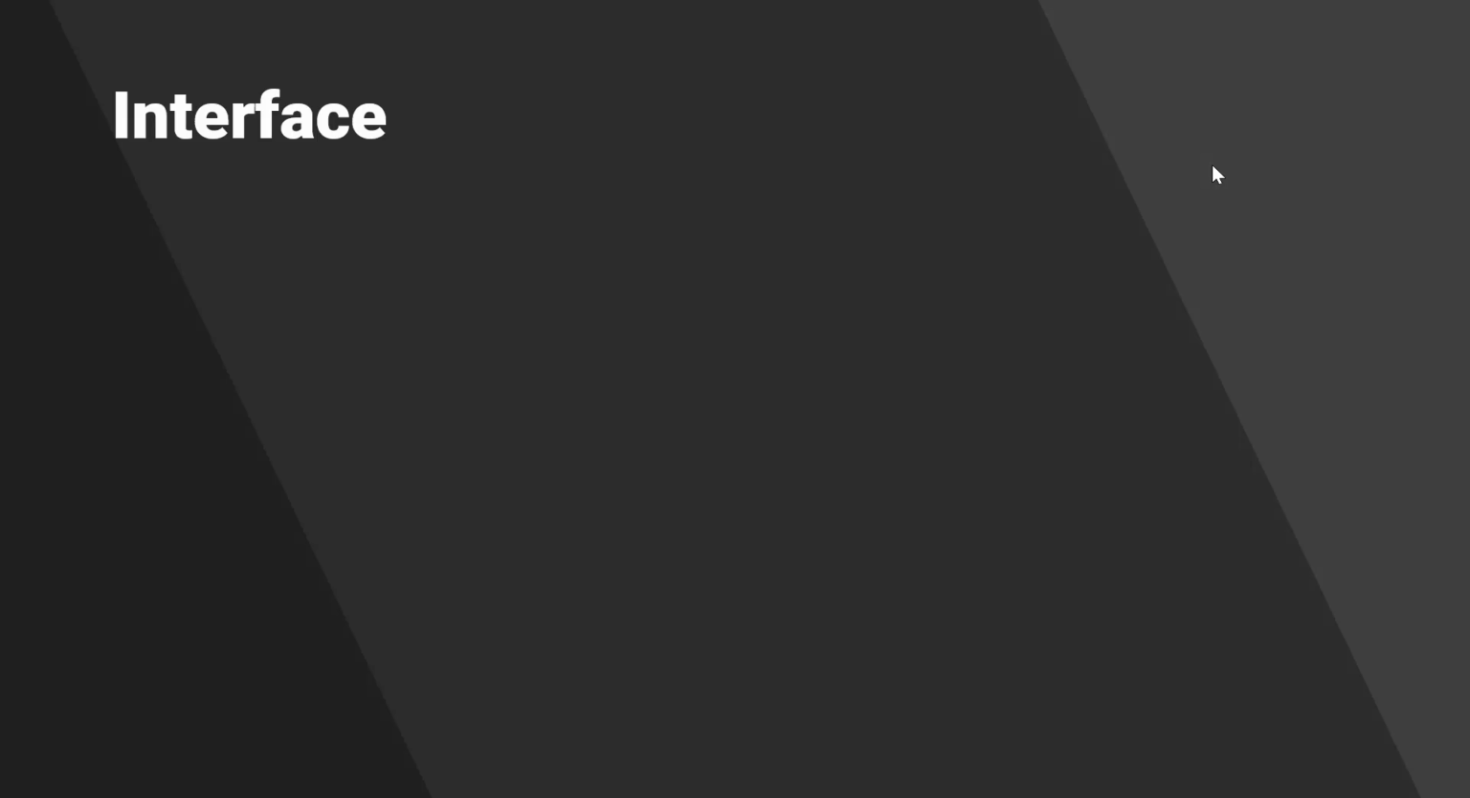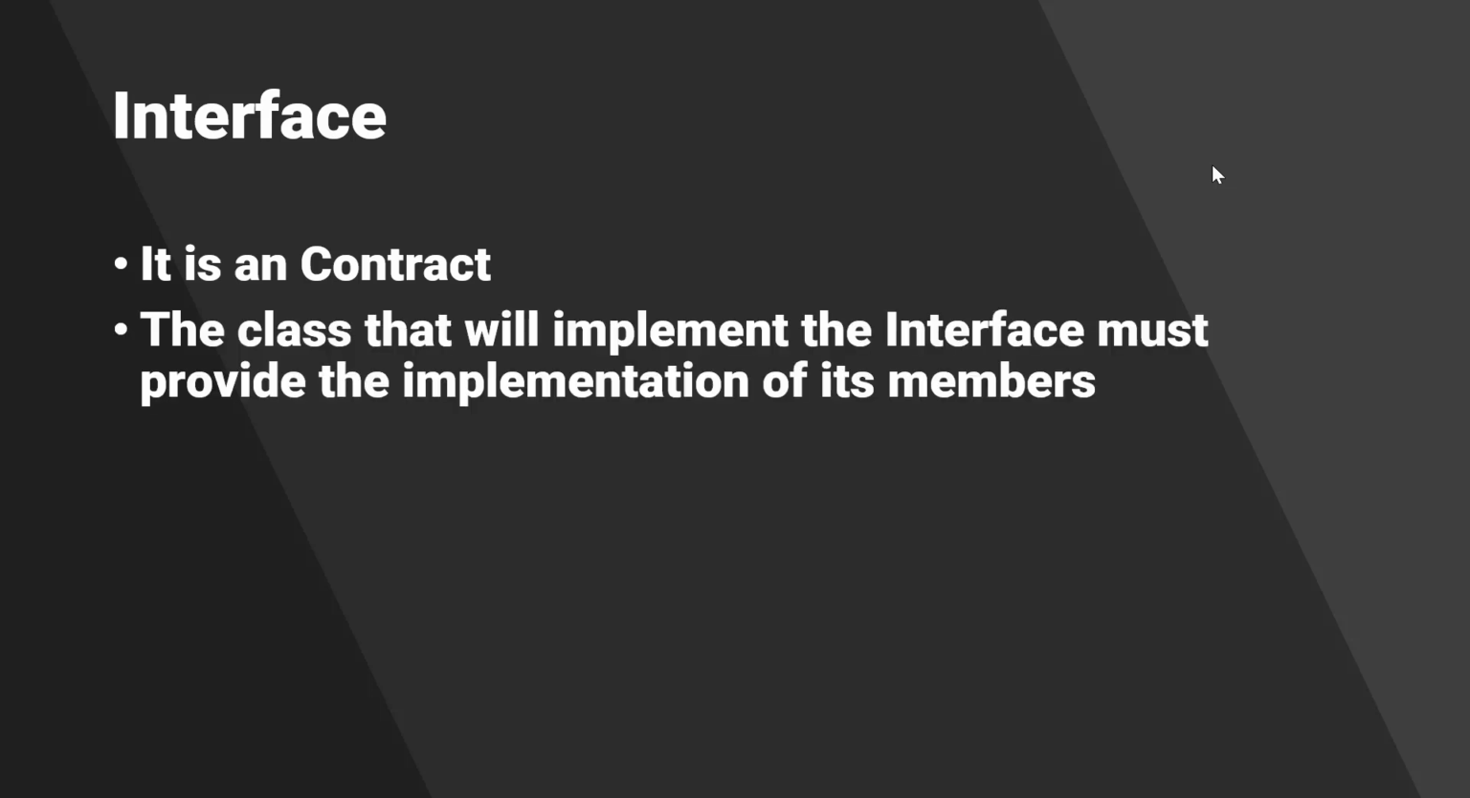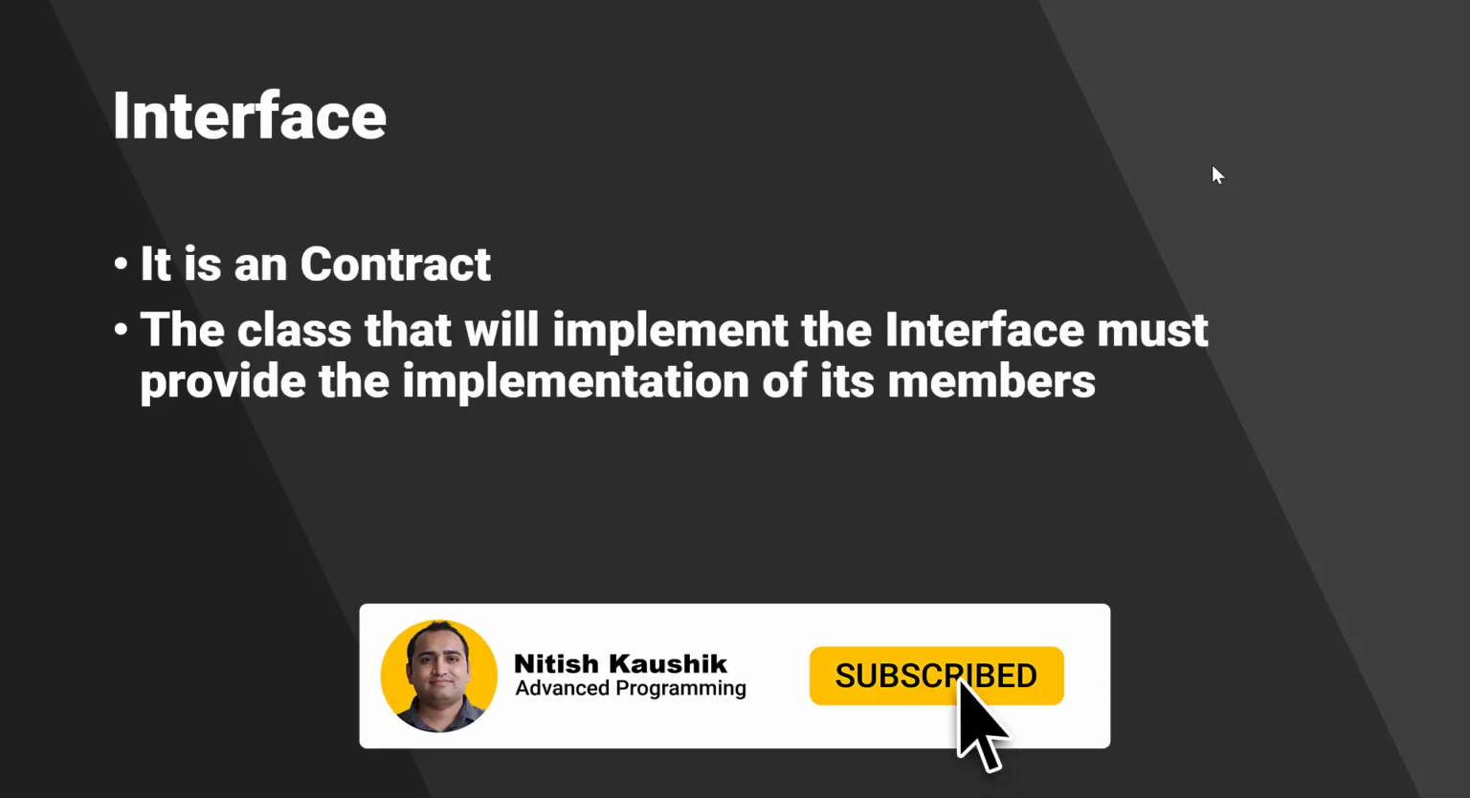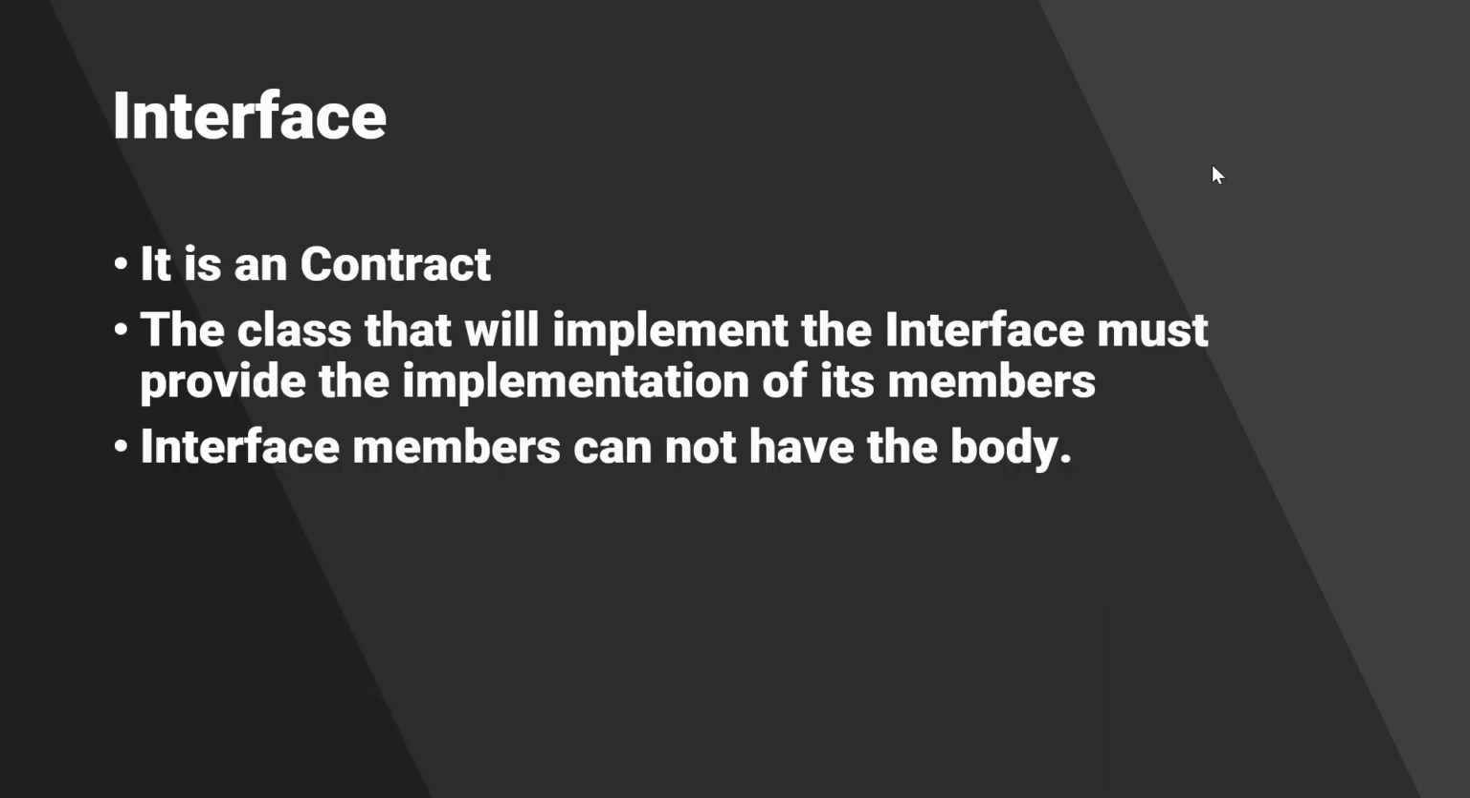Whenever we talk about interface in C#, we always talk about these 3 points. First, it is a contract. Second, the class that will implement the interface must provide the implementation of all its members. It means if you have an interface and any class is going to implement it, then that class has to provide the implementation of all the members that are available in that interface. And the third one is that interface members cannot have a body.